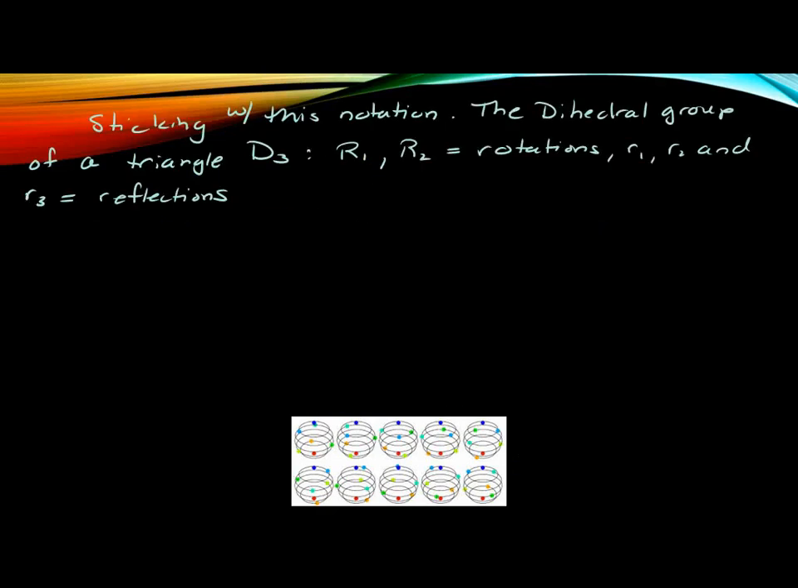So I'm sticking with the notation today. The dihedral group of a triangle, I have D3. The R1 and R2 represent rotations, and the little r1 and little r2 and little r3 represent reflections. So I'm going to stick with that instead of going to Fraleigh, because I think Fraleigh's is a little bit confusing and it doesn't actually work with what we're trying to do today.